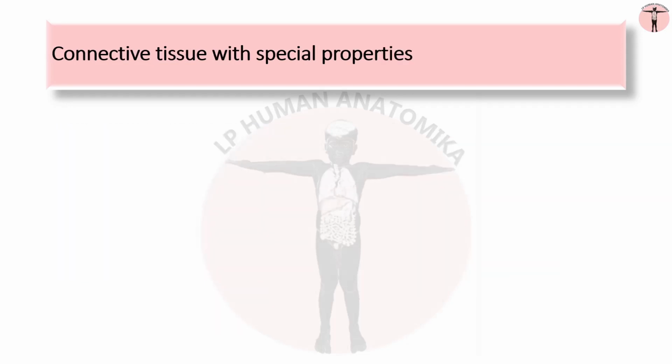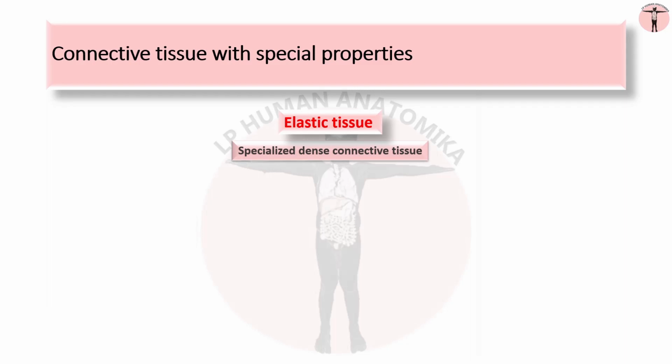Now coming to the connective tissue with special properties. Elastic tissue is a specialized dense connective tissue predominantly formed by elastic fibers. It is yellow in color in contrast to fibrous tissue which appears white. They can be present in various ways in the form of cords or thickened ligaments, membranes or sheets.